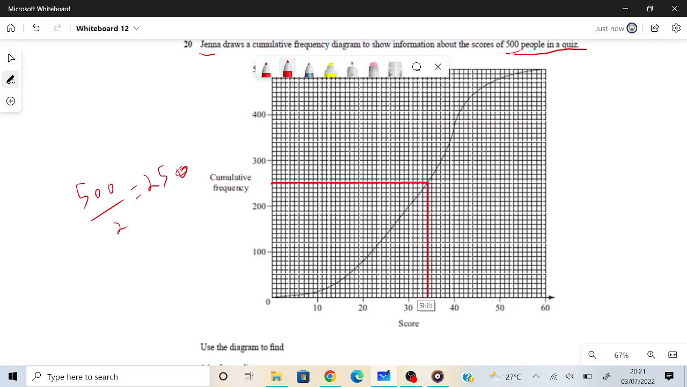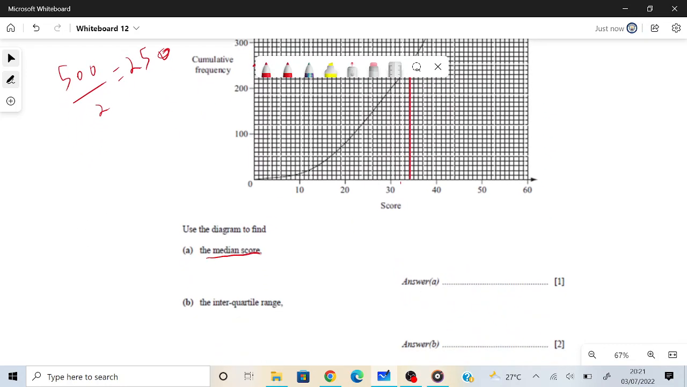Around about there. And this is 31, 32, 33, 34. So the score is 34. Now I'm not sure what kind of units there will be for score, but we can just write 34 score.